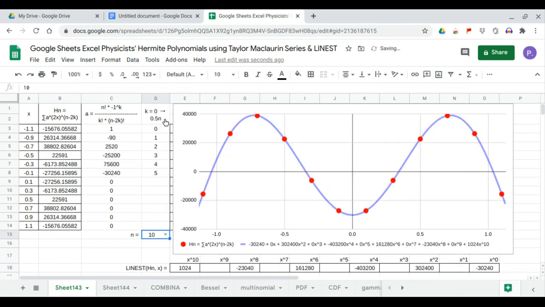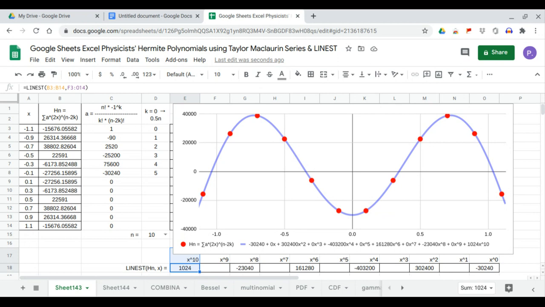N equals 10. Our polynomial is 30,240 plus 302,400x squared minus 403,200x to the fourth plus 161,280x to the sixth minus 23,040x to the eighth plus 1,024x to the tenth.